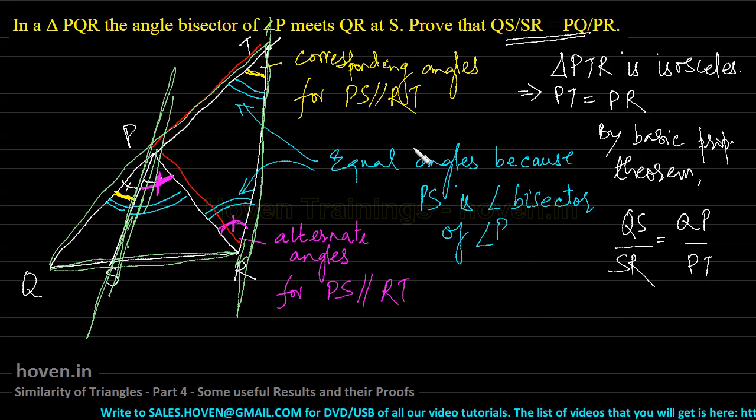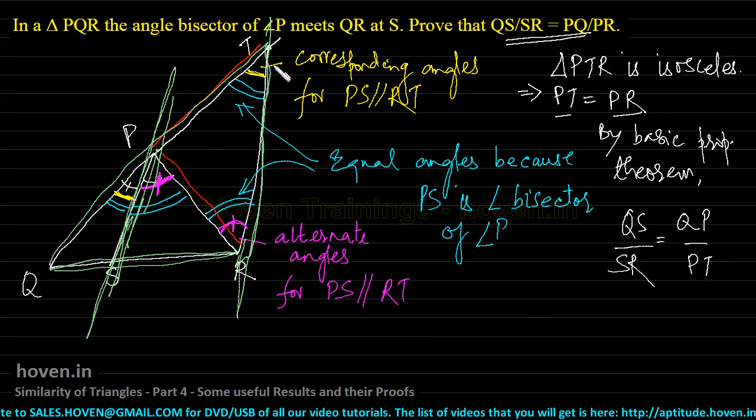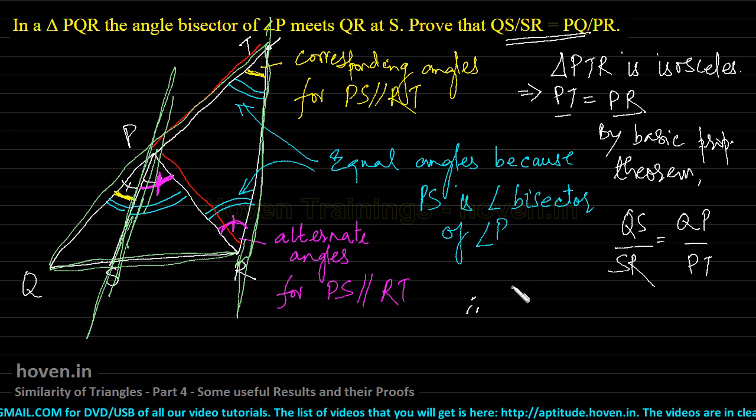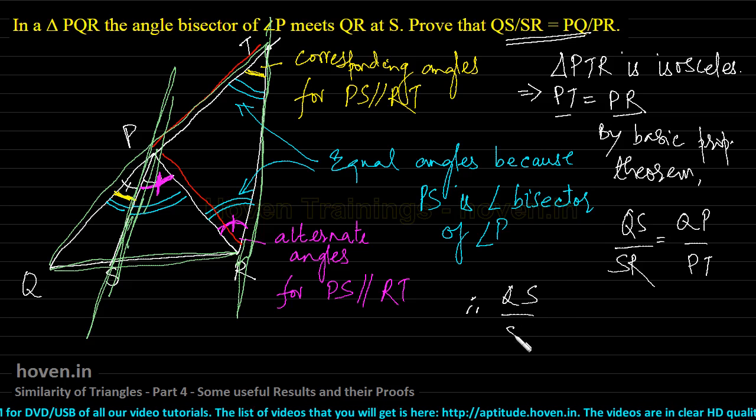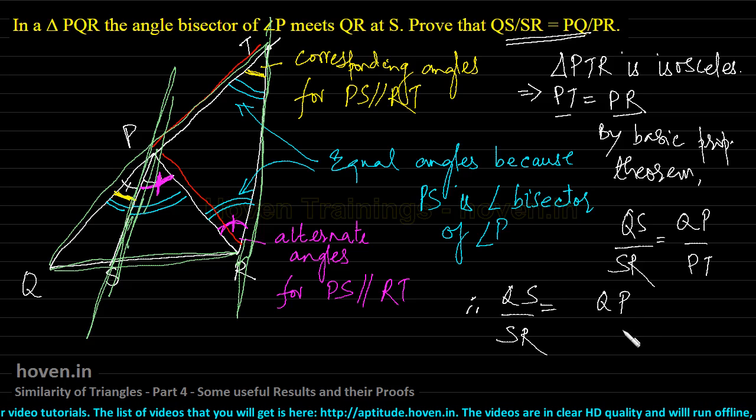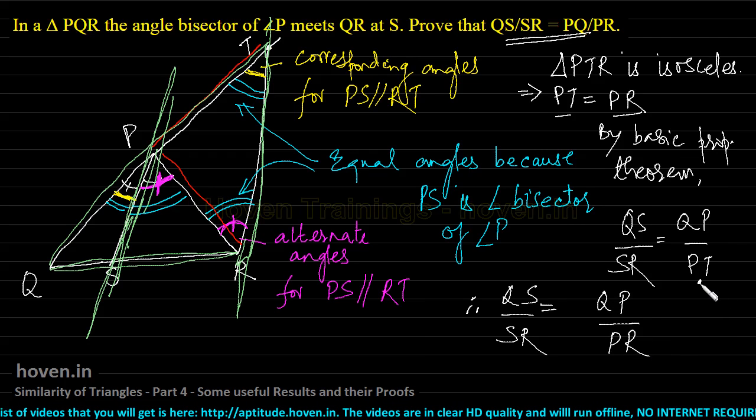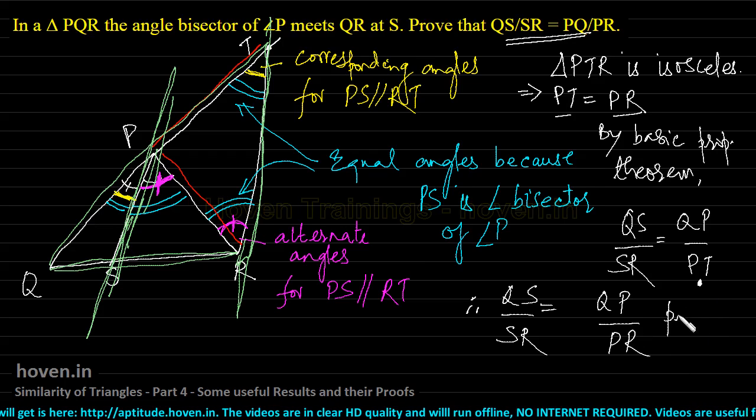But as we have seen that PT is equal to PR, therefore we can conclude that QS by SR should be equal to QP by PR. We have just substituted PT for PR here, and which proves the result.